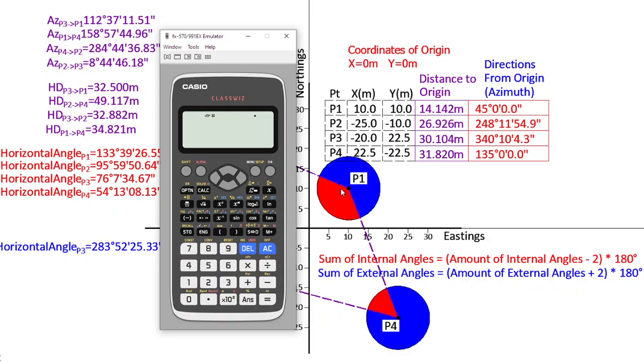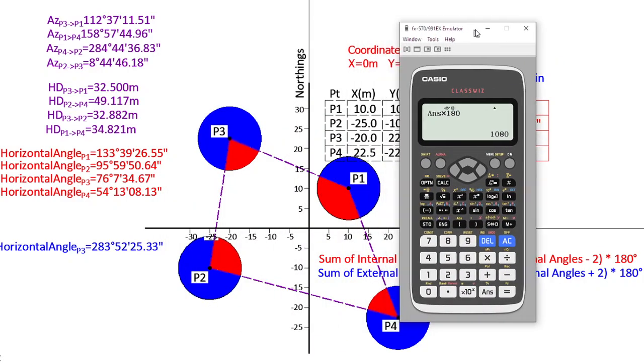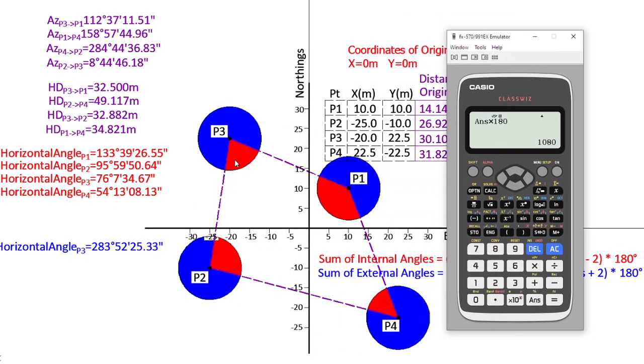How many external angles do I have? I have 4 plus 2. I have that value. And then I multiply that by 180. And that is the sum of all the external angles. Now, notice that when you are carrying out surveys, you have to either observe the internal angle or observe the external angle. So you'll get more information in that regard in the relevant modules.